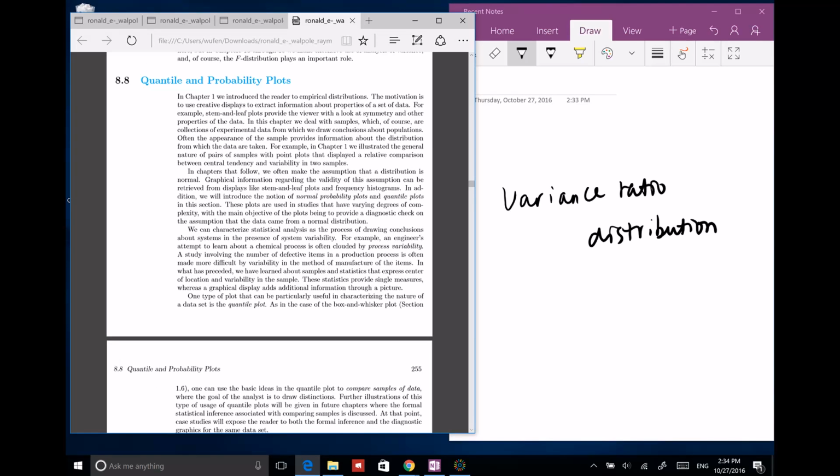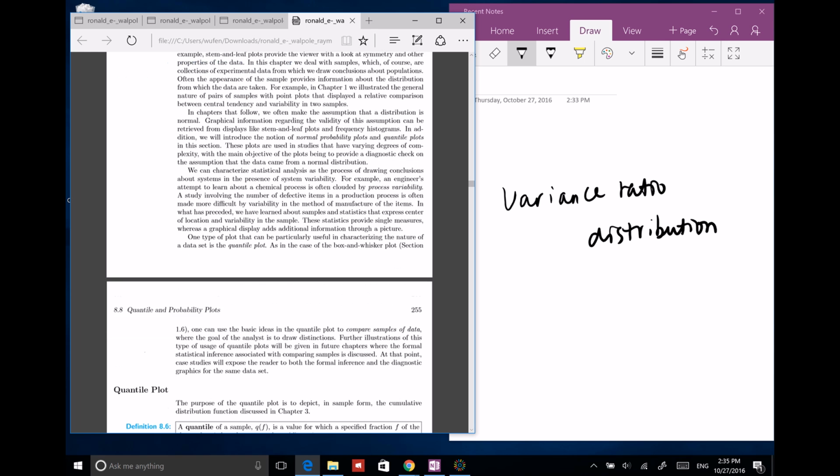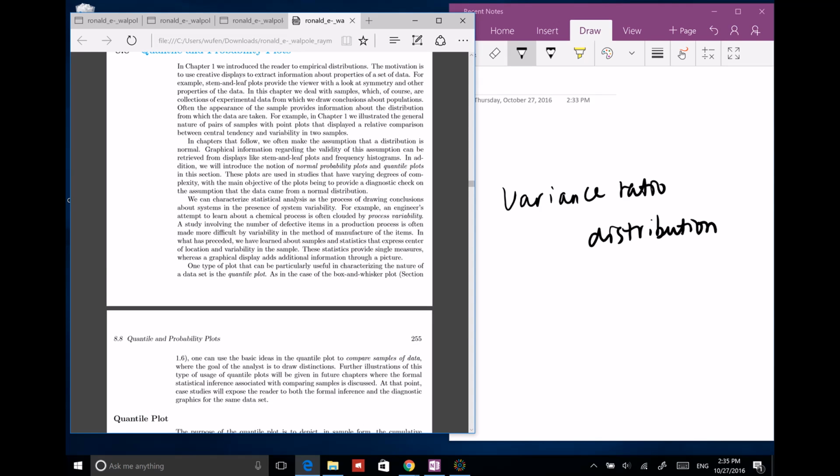8.8 is quantile and probability plots. Okay, it's quantile and probability plots. In chapter 1, we introduced the empirical distributions. The motivation of this one is to make an assumption, and we want to plot the quantile plot. As in the case of the box and whisker plot, we can use the basic idea of quantile to plot and compare samples of data.